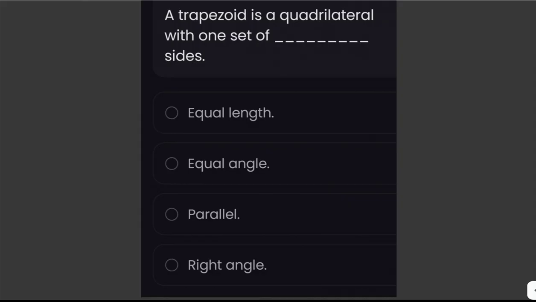A trapezoid is a quadrilateral with one set of blank sides: equal length, equal angle, parallel, or right angle. Alright, a trapezoid looks like this. So the answer here should be a set of parallel sides, because a trapezoid has two parallel sides. So the answer is this one.